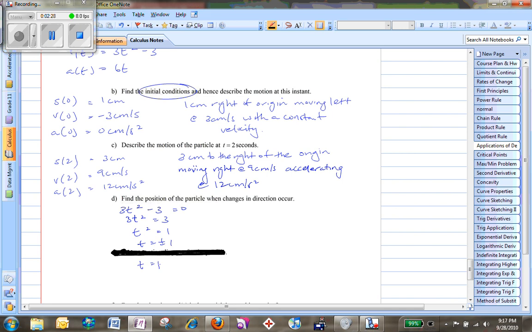I want to know the position of the particle at this time. So I want to plug in s at 1, which is 1 cubed minus 3 times 1 plus 1, which is negative 3. So this object is 3 centimeters to the left of the origin when its change in direction occurs. I hope that note's been pretty clear.